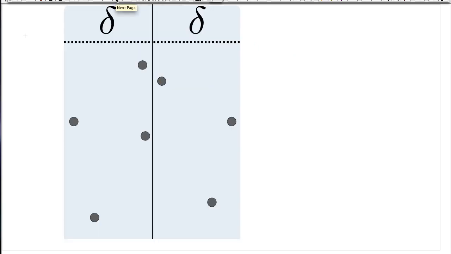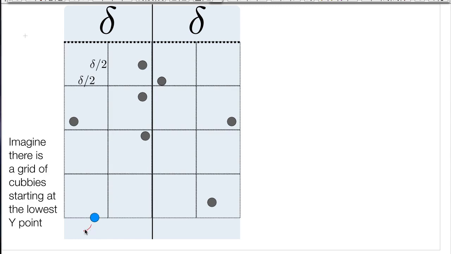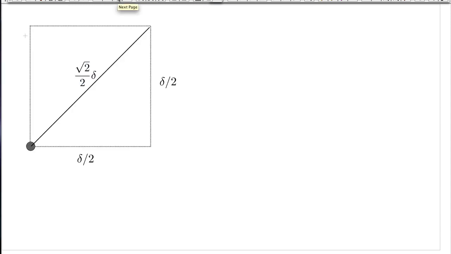Our next observation was that we can take our mohawk and divide it into cubbies of size delta over 2 by delta over 2. What we do is we find the point that's at the bottom y coordinate, and we start our cubby line right there, and we use that line and this line right here to define a delta over 2 by delta over 2 grid. And why did we do this? There can only be one, like the Highlander.